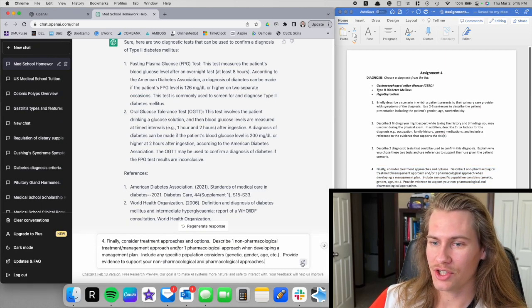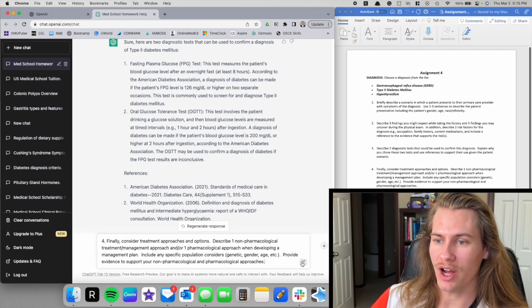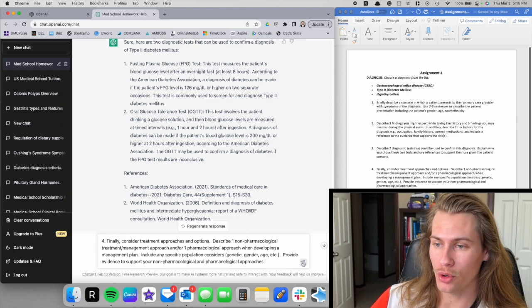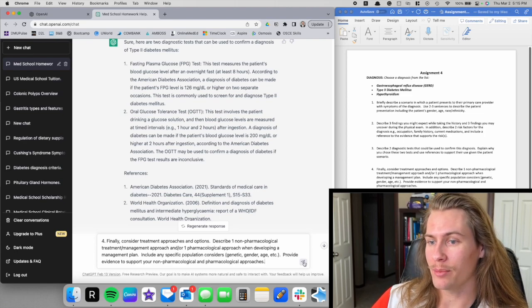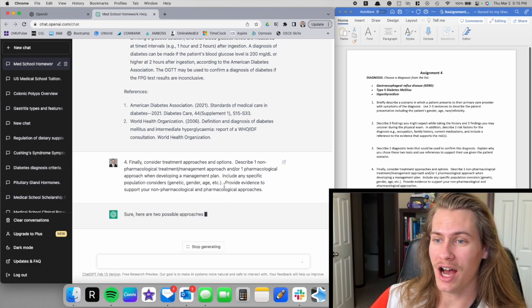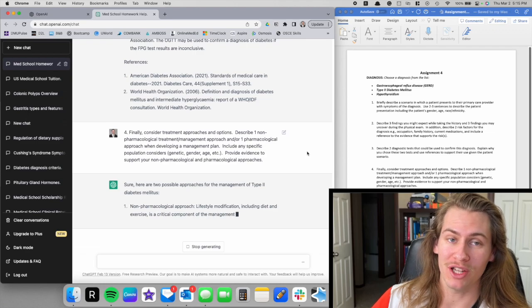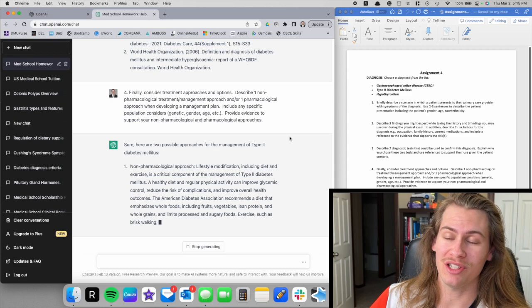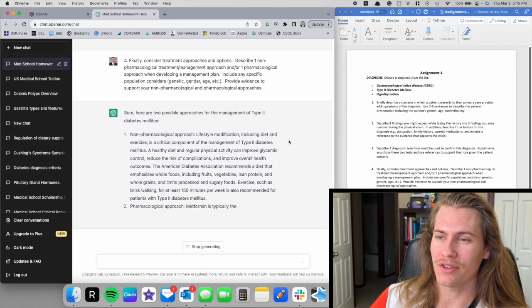All right, so the last question we have, finally, consider treatment approaches and options. Describe 1 non-pharmacological treatment/management approach and/or 1 pharmacological approach when developing a management plan. Include any specific population considerations like genetic, gender, and age. Provide evidence to support your non-pharmacologic and pharmacologic approaches. Now that I read that again, I definitely did not include any specific population considerations in my actual assignment. So I think ChatGPT would get a better grade, but I got 8 out of 8 anyway, so it doesn't matter.